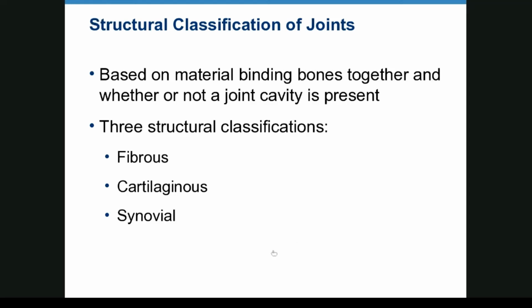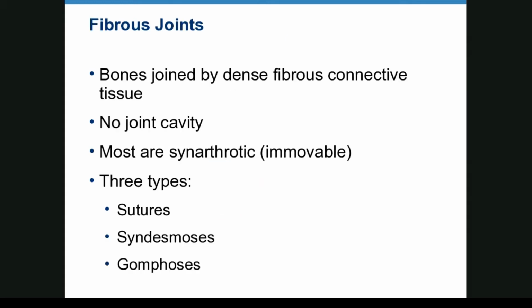We also classify them based on the structure and whether or not they have a joint cavity. So we have fibrous, cartilaginous, and synovial. We'll have examples of all of these. Fibrous joints are joined by dense fibrous connective tissue, no joint cavity, and most are immovable.